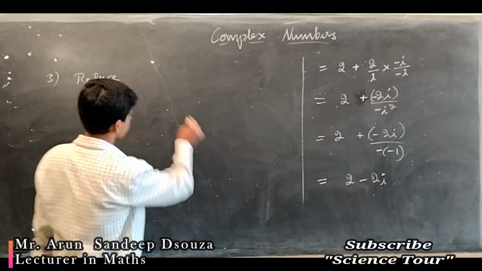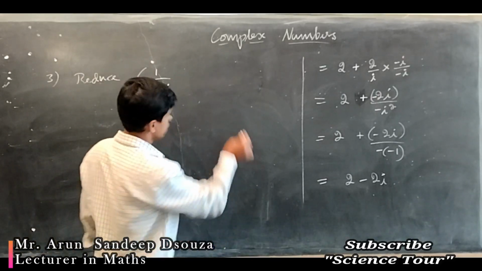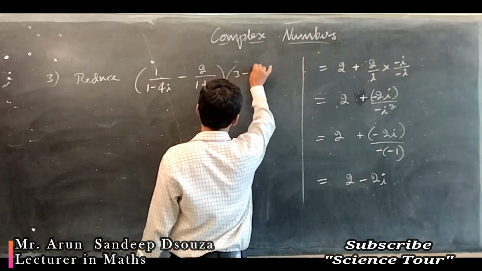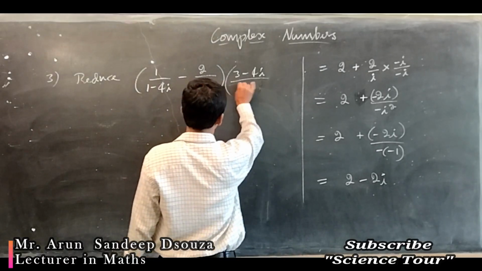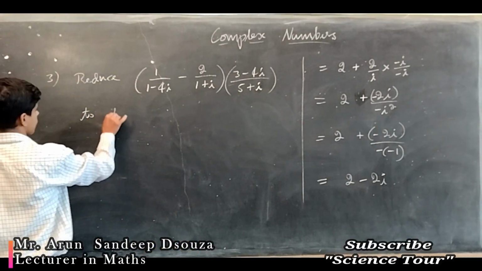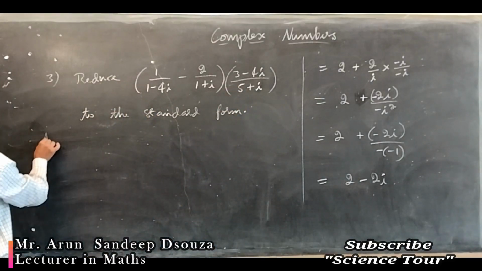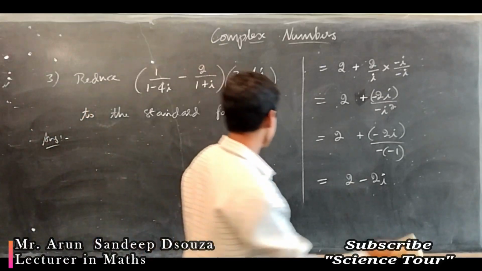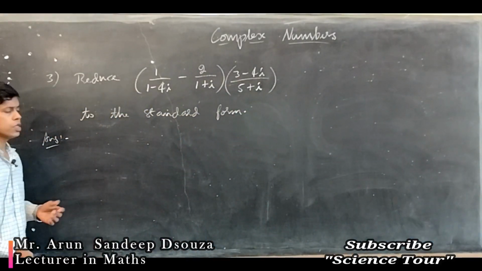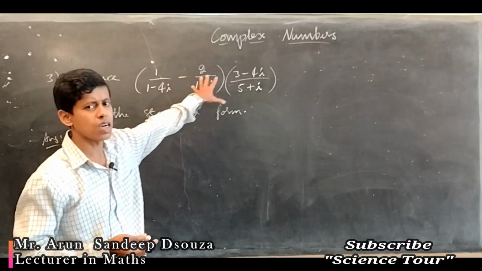Reduce 1 by 1 minus 4i minus 2 by 1 plus i, into 3 minus 4i divided by 5 plus i, to the standard form. Well, let's go to the answer. All right, what do you mean by standard form? Standard form is a plus ib form. That is the standard form of the complex number. So basically, convert this to a plus ib form.